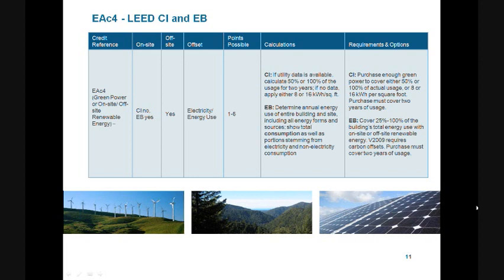Now, requirements and options. For CI, as I just said, you have to purchase either 50 or 100% of actual usage, or use the 8 and 16 default figures. And for existing buildings, you're covering from 25 to 100%, unlike here, where we're talking about 35% to 100%. With existing buildings, we're talking about 25 to 100%. Good. Okay.